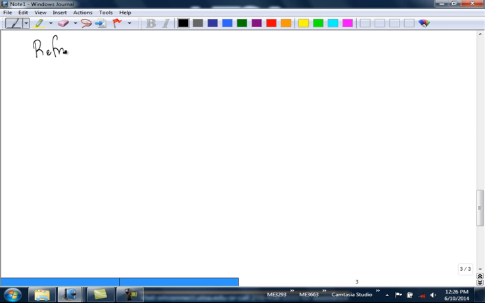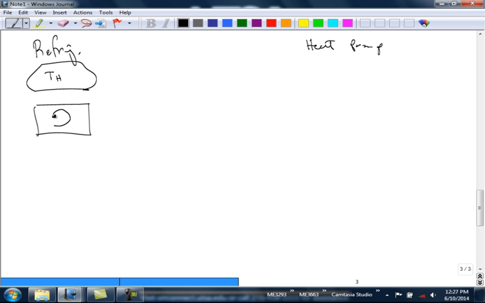Now, we also have refrigeration and heat pumps. Let's talk about refrigeration first. So I have something that's hot, TH, and I have a system running in a cycle. Let's draw it this way. It doesn't really matter how you draw it, right? And then the low temperature.